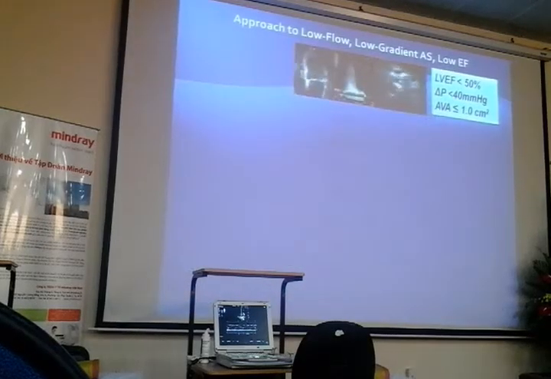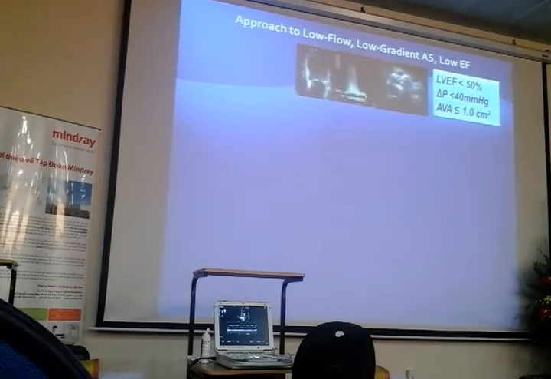So my algorithm again for the approach to low flow, low gradient AS is the EF should be less than 50%. We will not perform a dobutamine in patients with a normal ejection fraction. The mean gradients should be low, less than 40, remembering that in truth you can have severe aortic stenosis with a mean gradient of 35, and the valve area obviously should be less than 1 centimeter squared.